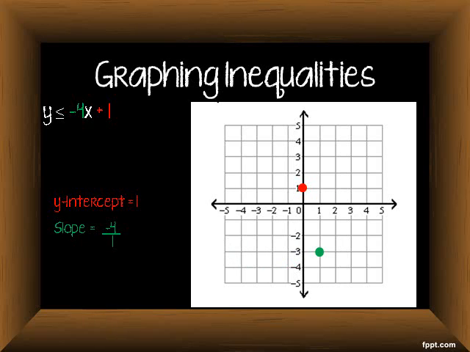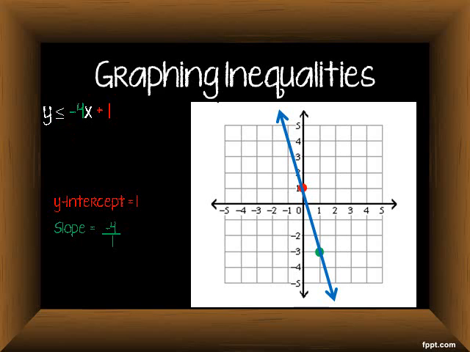Then we can still use our slope. It's negative 4 over 1, so let's go down 4 units and to the right 1 unit and plot that next dot. Once we've done that, we can draw a straight line connecting our points, and we're partway there. We've graphed the y is equal to negative 4x plus 1 part. Now we have to graph the y is less than negative 4x plus 1 part.